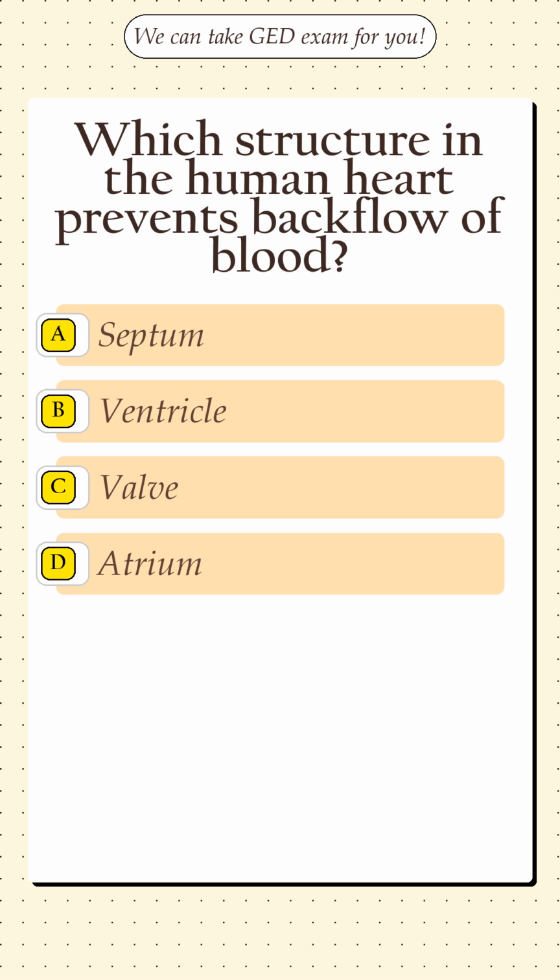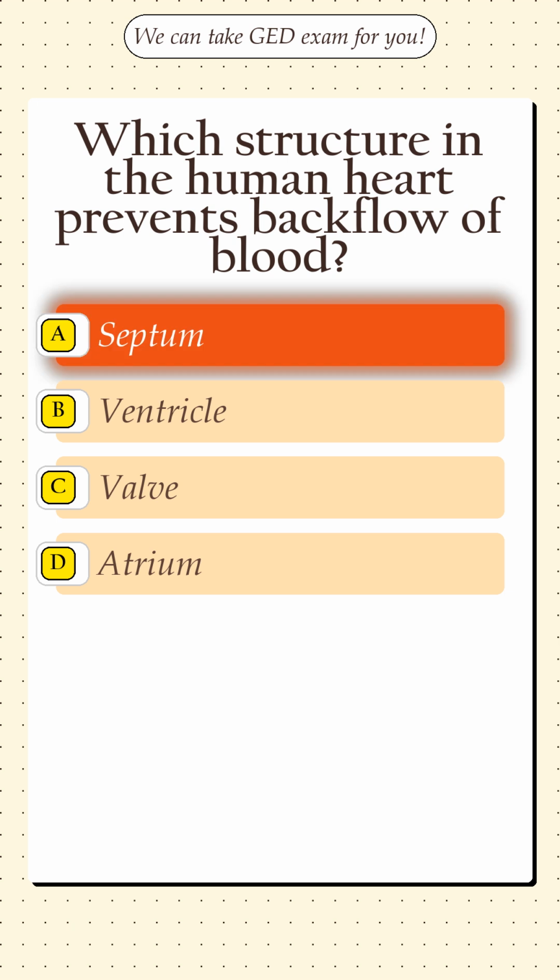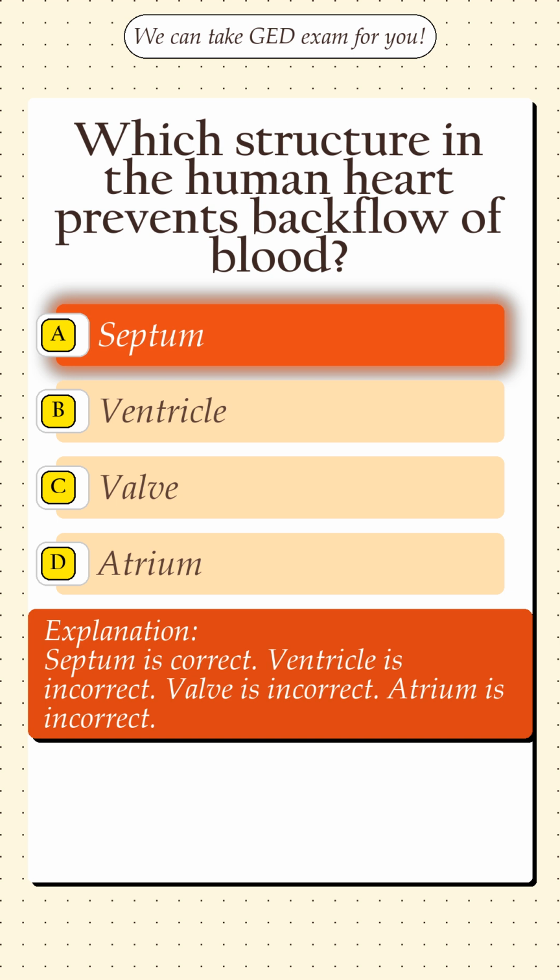Question 8. Which structure in the human heart prevents backflow of blood? Option A, septum. Option B, ventricle. Option C, valve. Option D, atrium. The correct answer is option A, septum. Septum is correct. Ventricle is incorrect. Valve is incorrect. Atrium is incorrect.